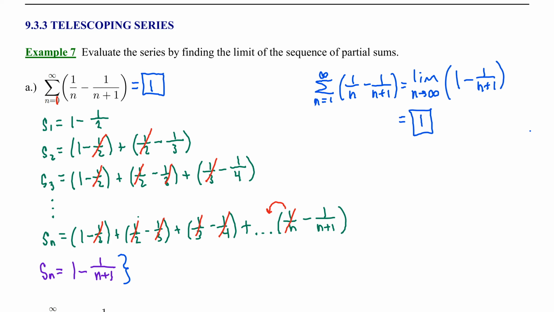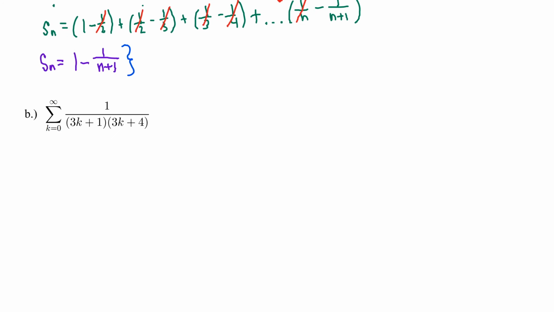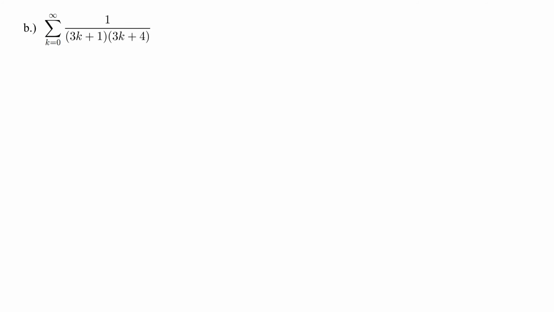So unlike the geometric series, where we apply a specific formula to evaluate the series, here we are back to using the nth term formula for the sequence of partial sums, calculating that limit to determine the value of the series. Let's look at another example that is a telescoping series in disguise.